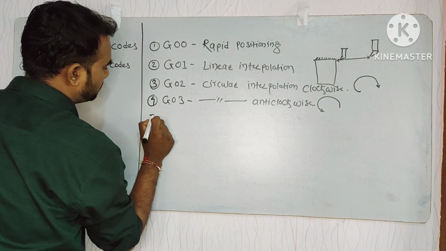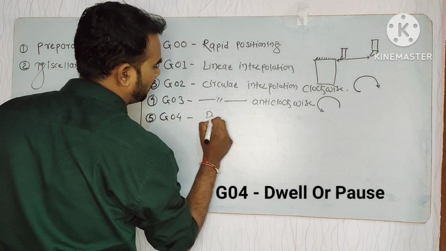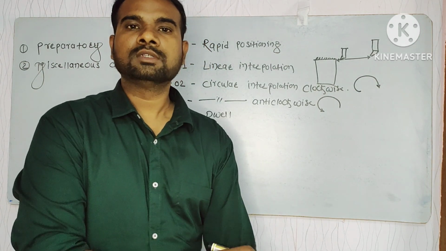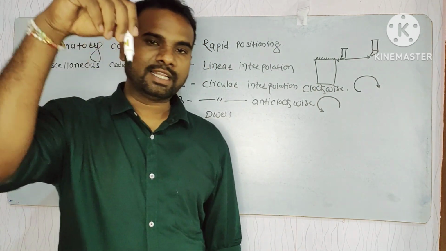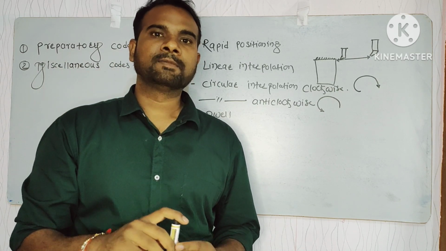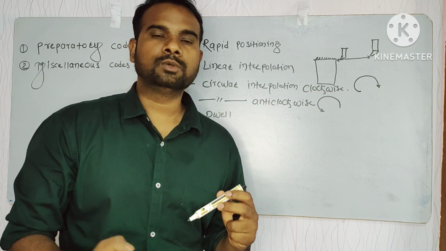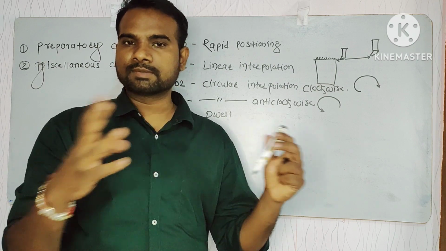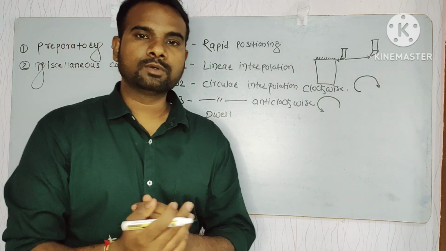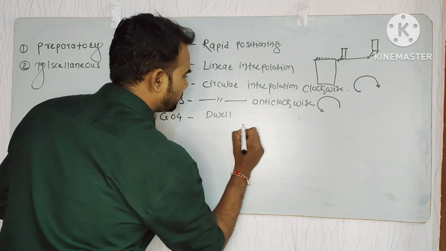And fifth one is G04. This is dwell. What is dwell? Dwell means pause for some seconds. Sometimes we perform a drilling operation, and during the drilling operation, sometimes chips wind around our drill. So to give some time to remove the chips from the drill, we have to give a dwell, and we can give dwell to the machine in the format of G04.